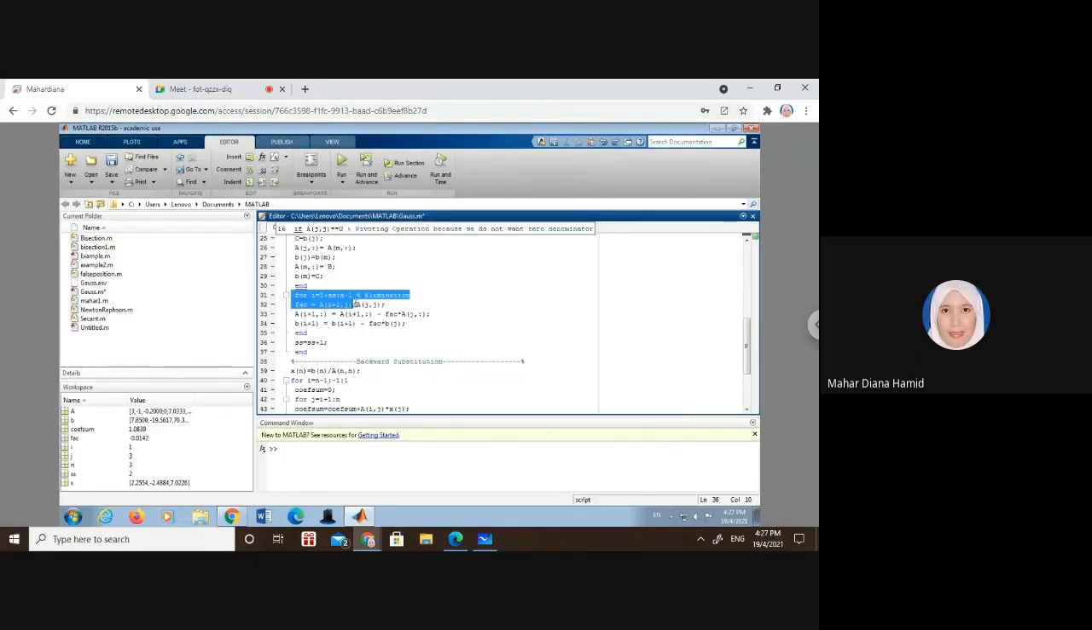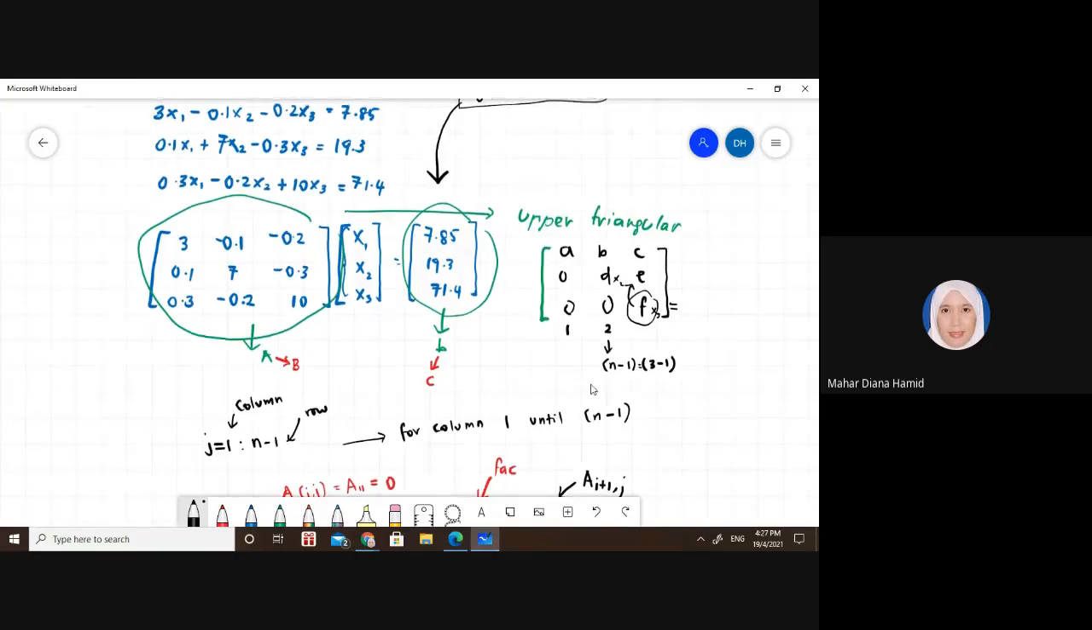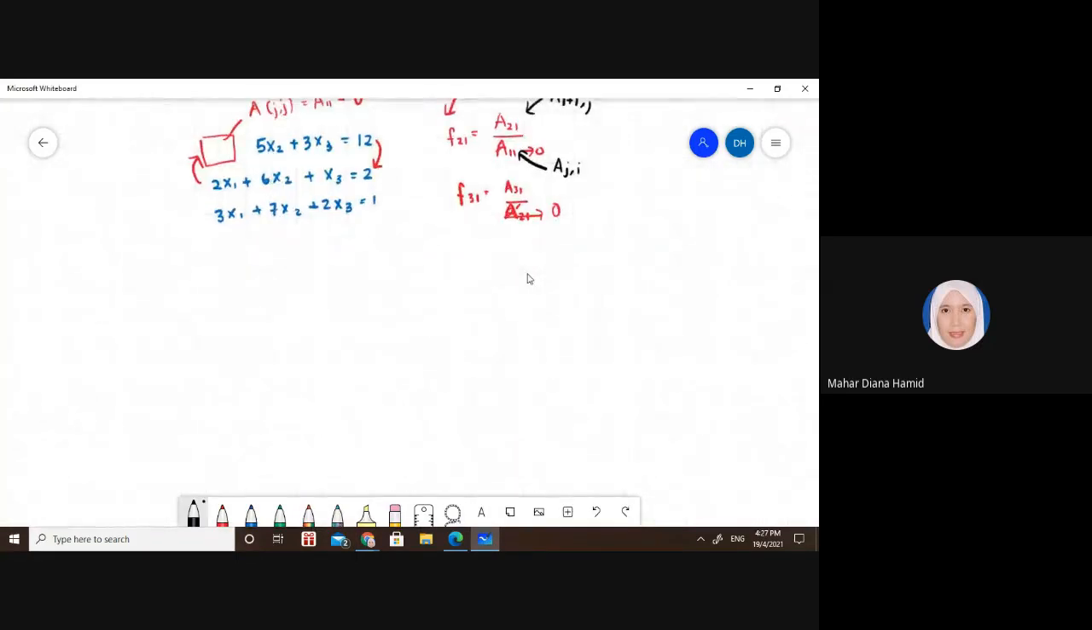Then we ask MATLAB to store it, and this is the second part of the matrix. What you are going to see is something like this: SS equals 0, and everything here is 0. So this is the syntax.